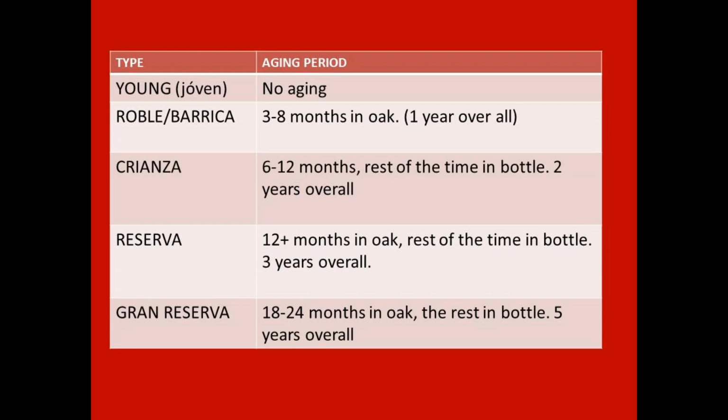Then you have the crianza. This is the next level of aging. It requires at least 6 months in a barrel, sometimes 12 months, and the total time of aging is 24 months before reaching the market. Crianzas are very common because they are generally reasonably priced and often a good middle-of-the-road choice. Then you have reservas.